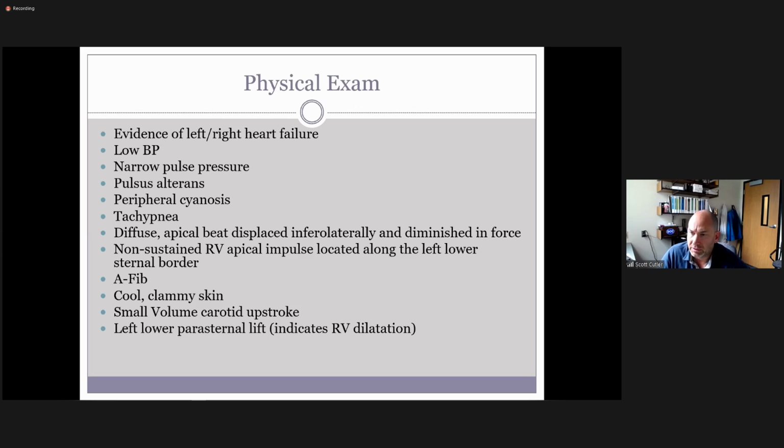All right, on the physical exam, you might have evidence of left or right heart failure. Okay, so what do you think would be evidence of right or left heart failure? So we're dilated. What would tell you that that dilated heart is in heart failure?